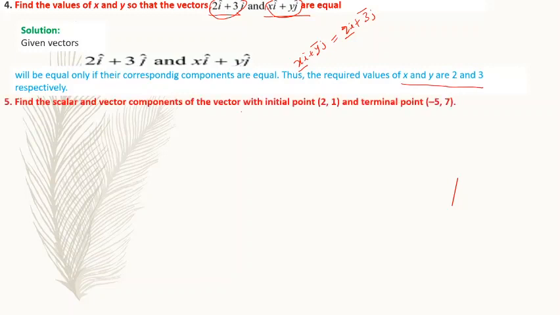Okay, now let's move to the next question. The fifth question is like this. Find the scalar and vector components of the vector with initial point 2, 1 and terminal point -5, 7.